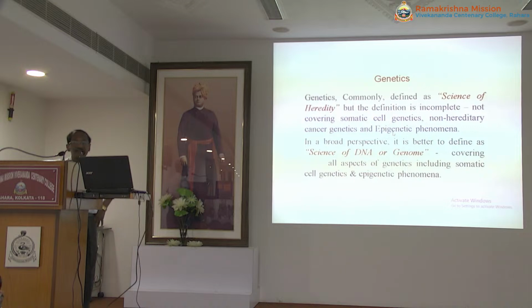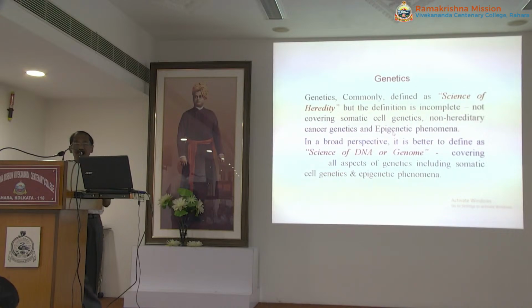Rather, if we tell what is genetics, you complete it as a science of DNA. If you say science of DNA, it covers all aspects of genetics and the science of heredity also. What I pinpoint here is that genetics as science of heredity is all right, but it is incomplete because it is not covering somatic cell genetics, or cancer, which is a somatic cell disorder. It is not covering epigenetics. So the science of heredity is in second position, but the first position is the science of DNA, that is genetics. Science of DNA is genetics, followed by science of heredity.